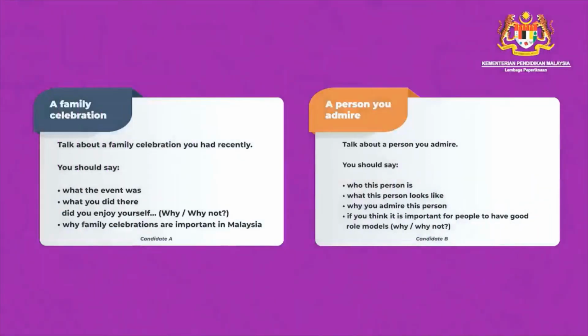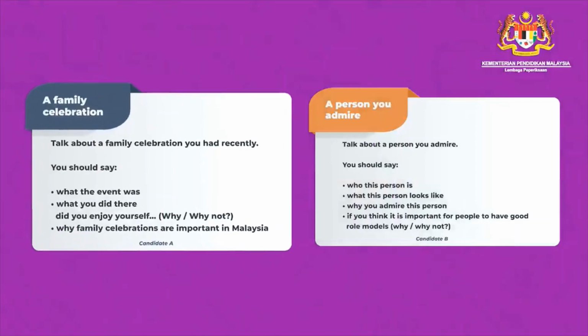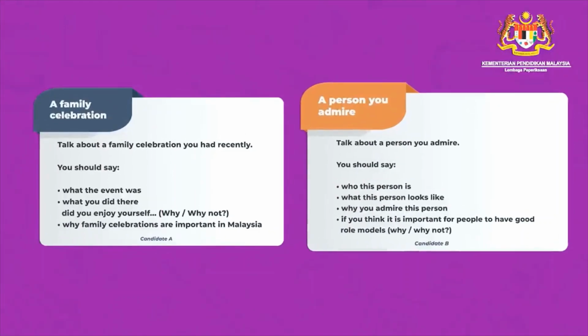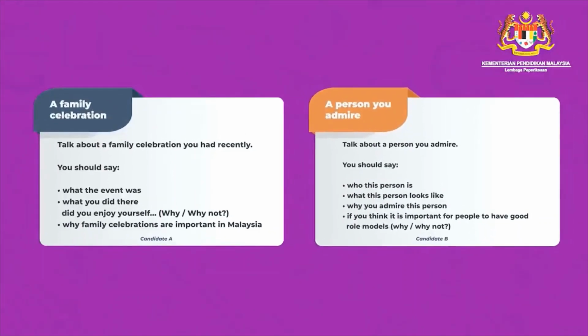Here is Part 2's sample question. Let's pretend that you are candidate A and your partner is candidate B. Candidate A is given a topic by the interlocutor which should be familiar. For example, a family celebration. You have some time to think about the topic and then you talk for about 1 to 2 minutes.